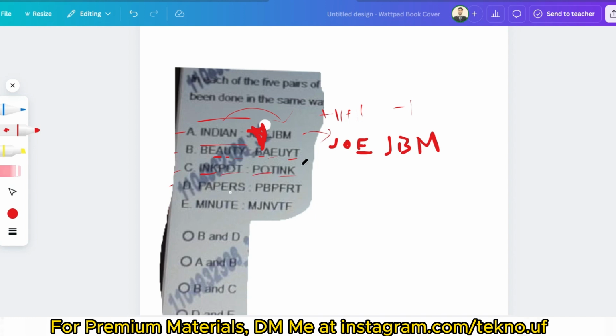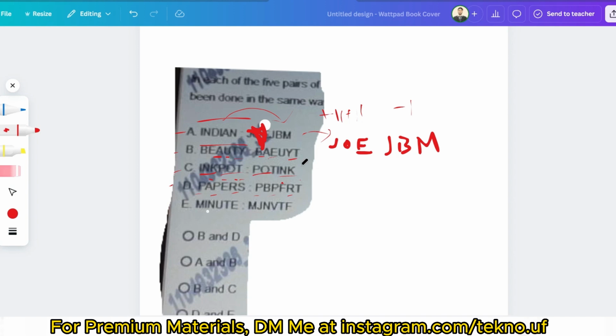Papers. So here P, R. All alternative letters are present at the same position, but the next alternative letters are just being +1. A +1, that is B. E +1, that is F. S +1, that is T.